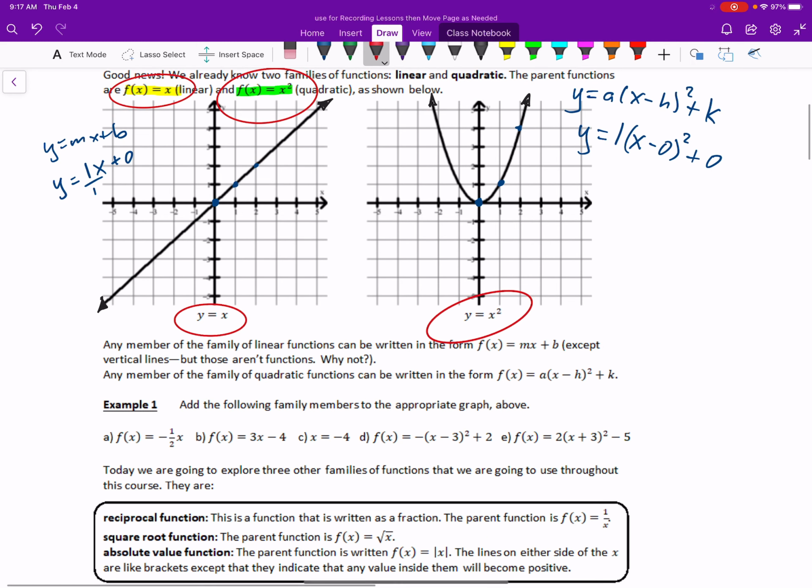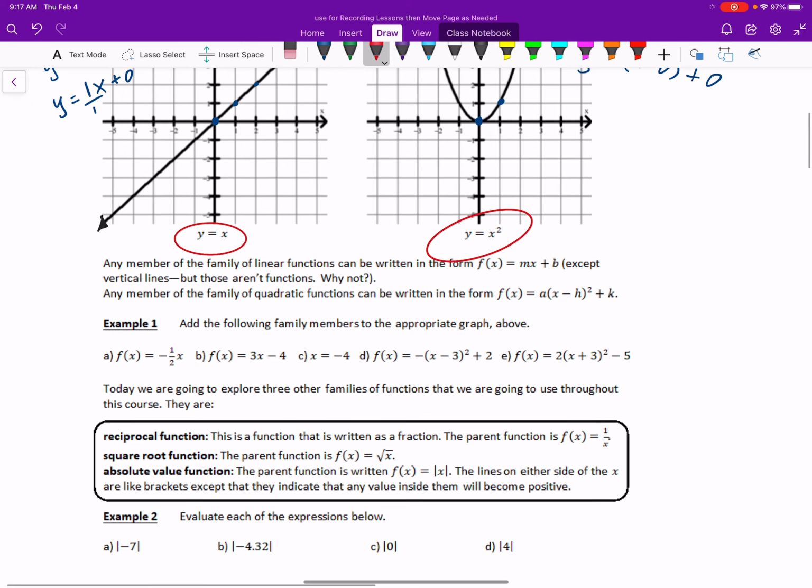Any member of the family of linear functions can be written in the form y equals mx plus b, except vertical lines. Those aren't functions because, as we know, vertical lines have points with the same x value and different y values, and that can't be a function. Any member of a quadratic family can be written in vertex form, as I just showed.